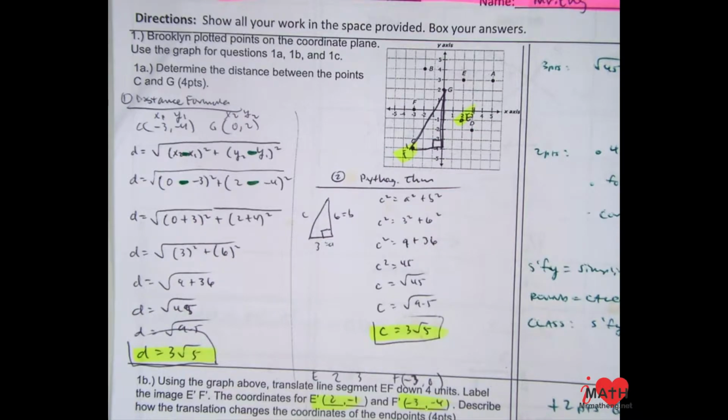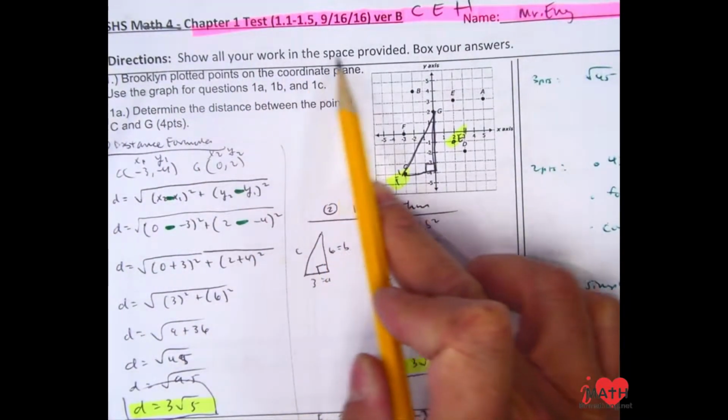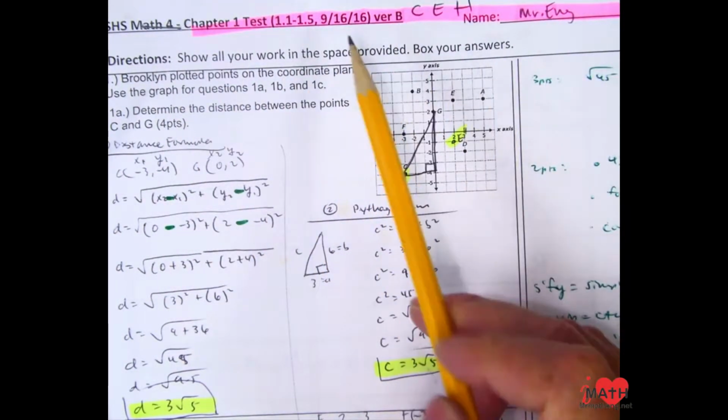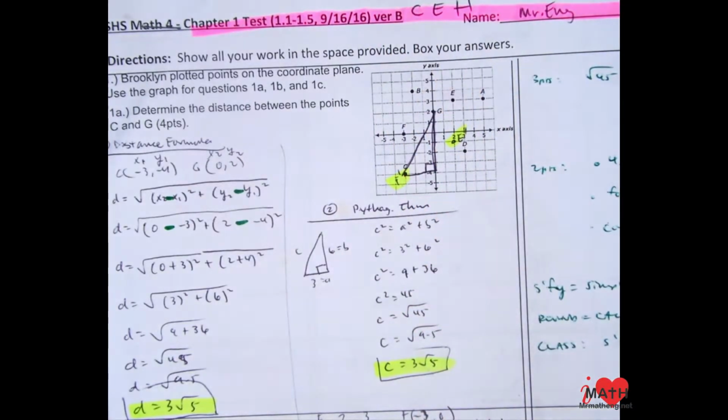Alright, so these are the Chapter 1 test corrections. Directions say show all your work in the space provided and box your answers. This is specifically for versions B, C, E, and H.